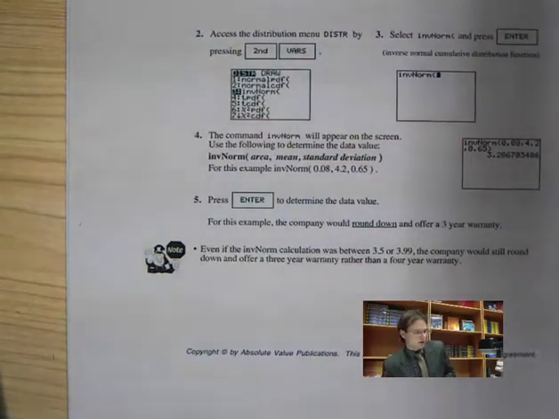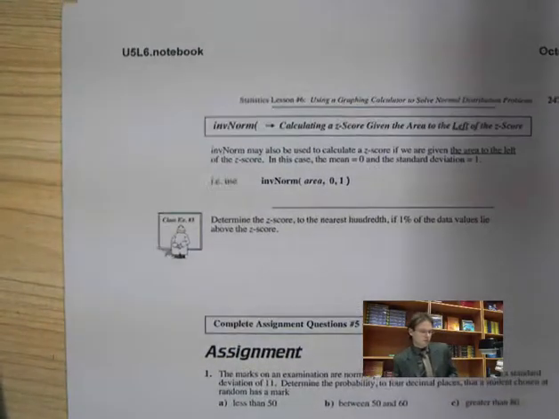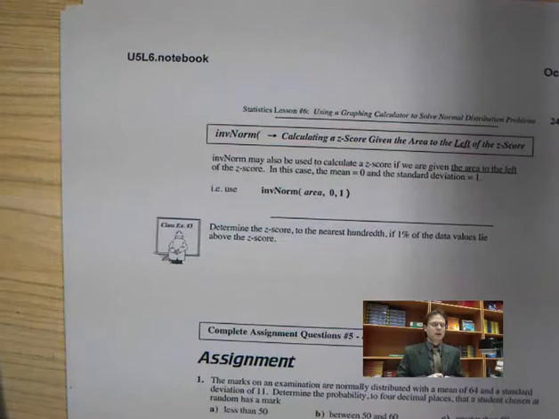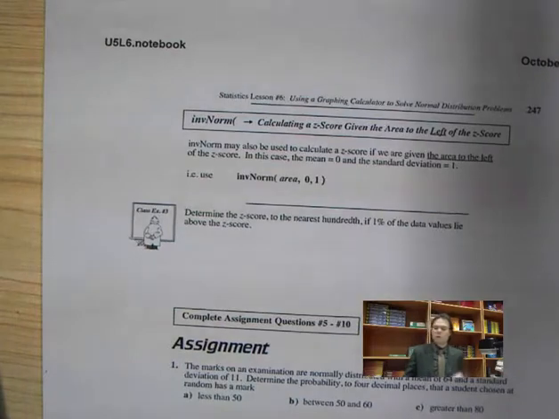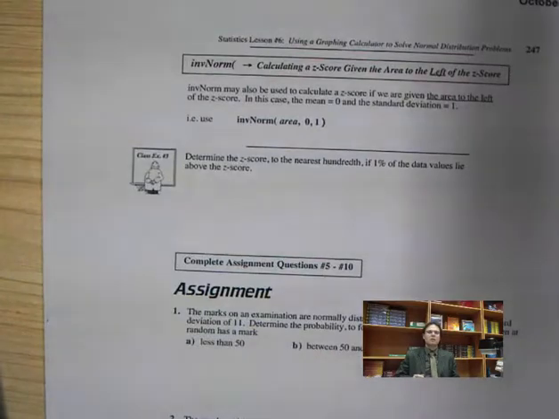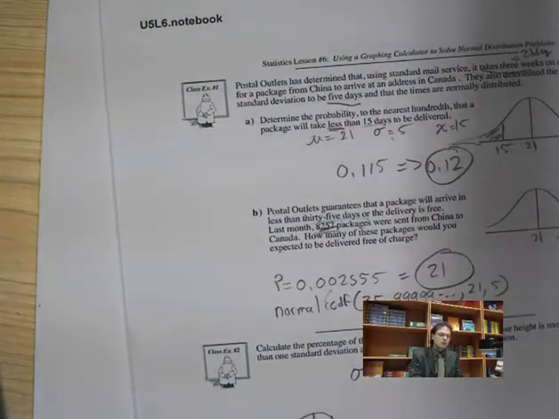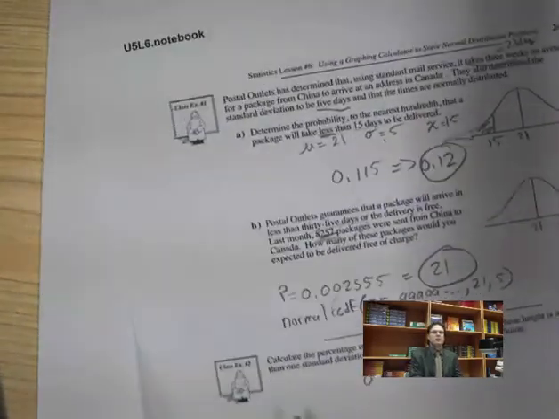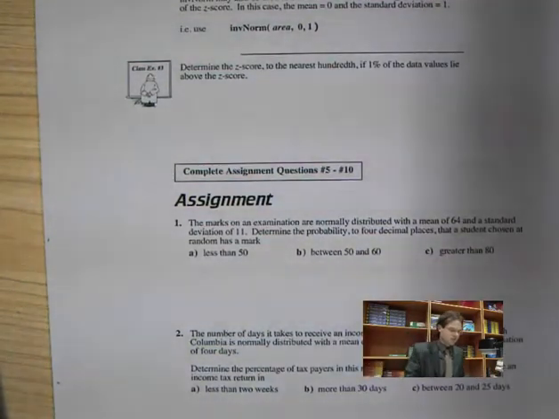So the next one here is they're looking at your inverse norm. So we're going to skip that and go straight to an example where we do our inverse norm. Okay? So inverse norm is the same thing as calculating a z-score given the area to the left of the z-score. So if we're given the area, how do we do that? Before, we were never given the probability. We were trying to find the probability. So now what happens if you're given the probability? We have to use the inverse norm.